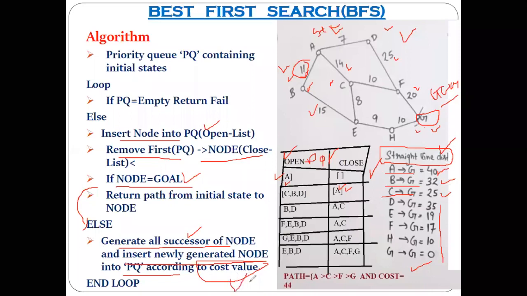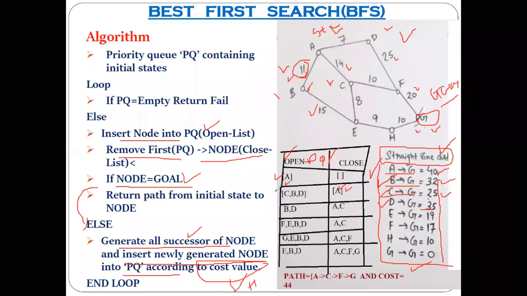The meaning of this cost value is nothing but heuristic value. This cost value is not this value; it is nothing but the given heuristic value. As the successors of A are B, C and D, what has to be done next? You have to see the heuristic value to reach from B to G here. All of you can see? Yes, sir. How much is it? Note it down: 32. To reach from C to G, how much? 25. And from D to G, how much? 35.